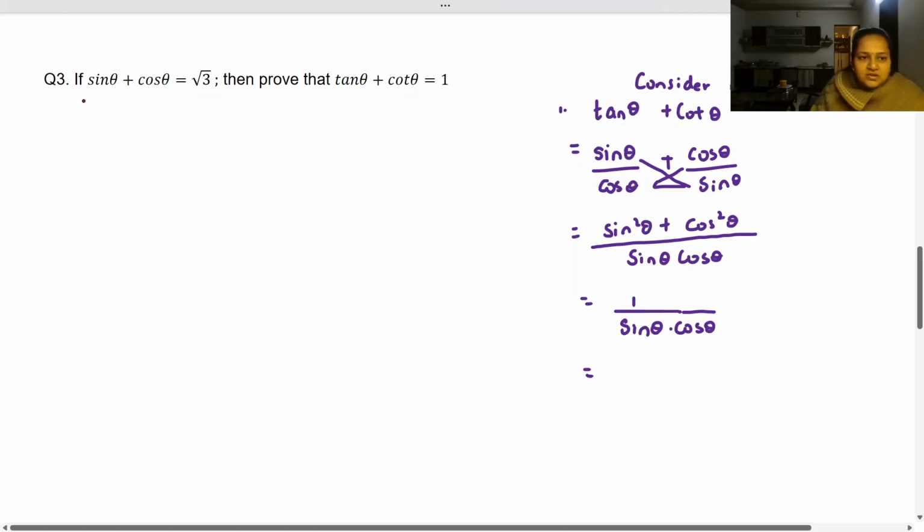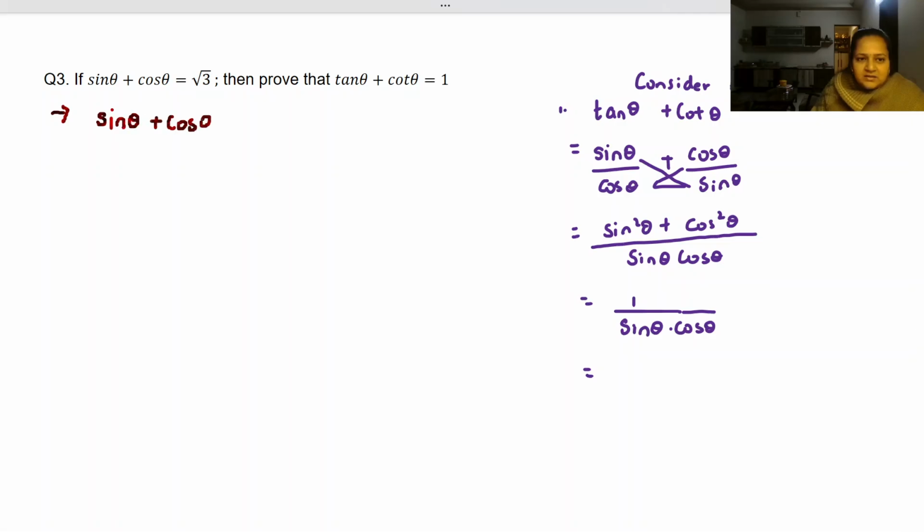So we have over here sine theta plus cos theta is root 3. Now, do I need sine individual, cos individual? No, I need it as a product. So what I'm going to do is, we know that if a plus b is given to us and we need ab, what do we do? We square both sides. So squaring both sides, what are we going to get?